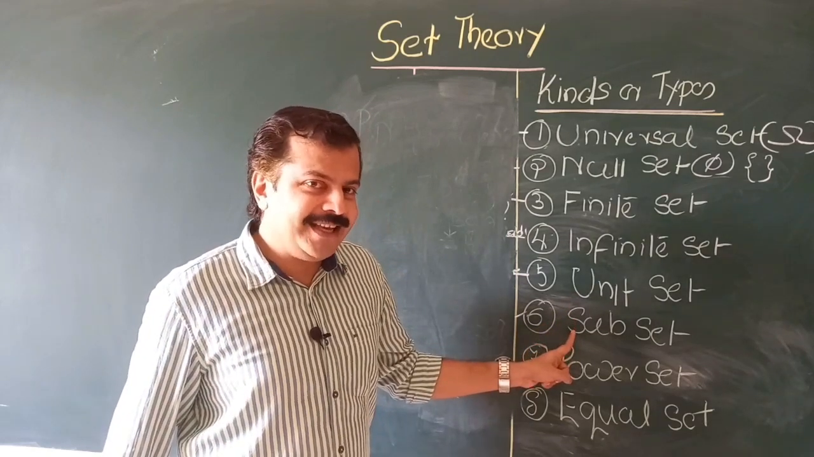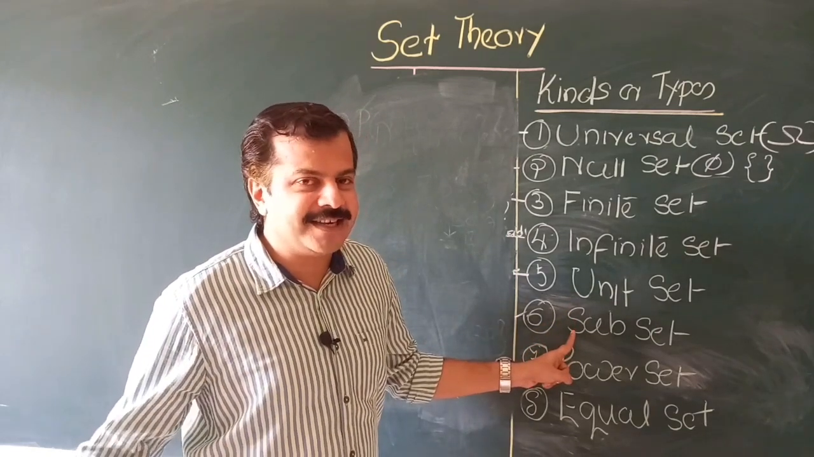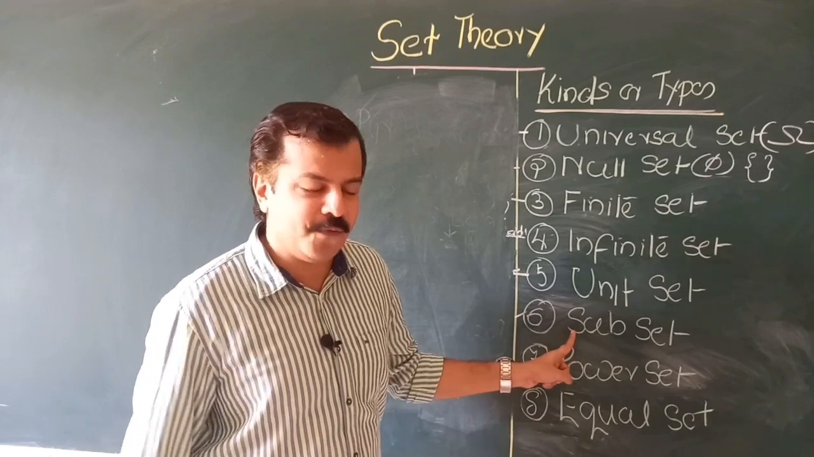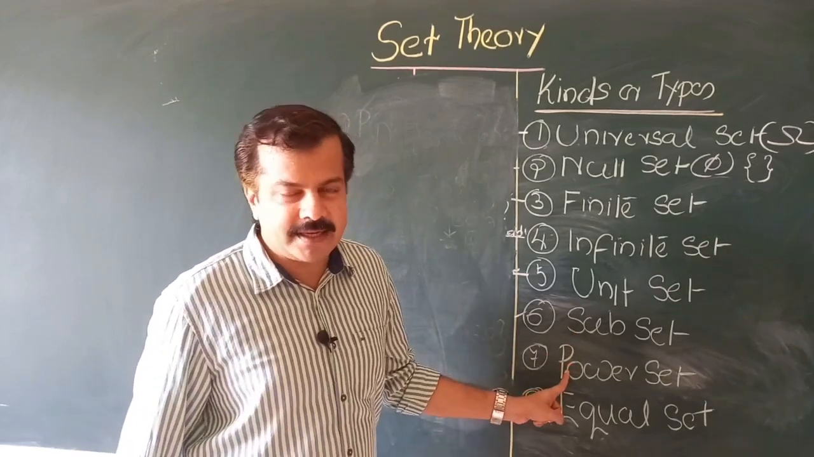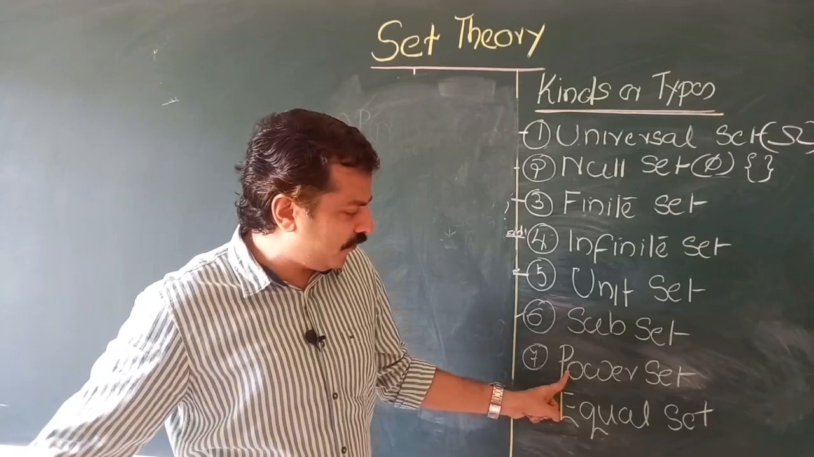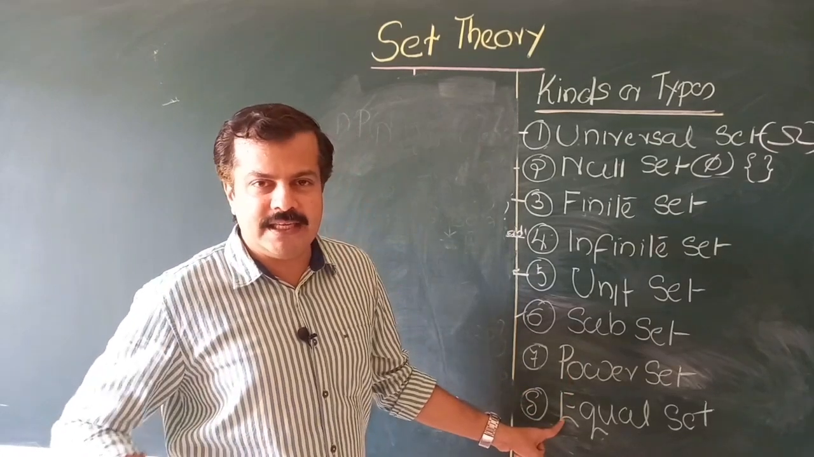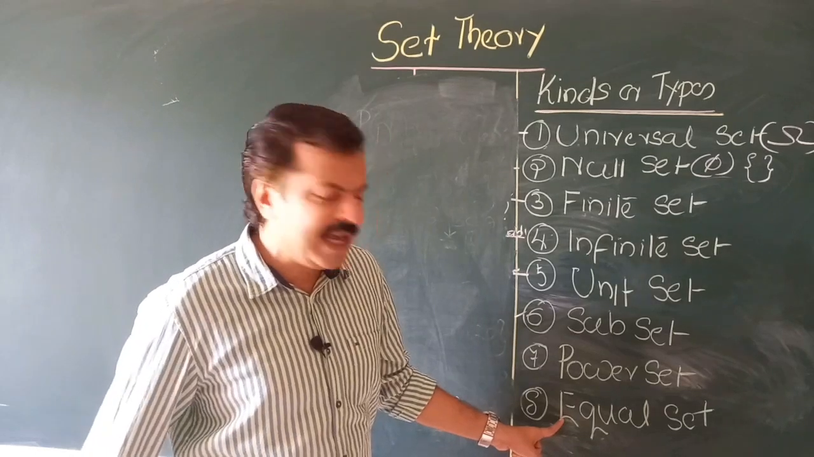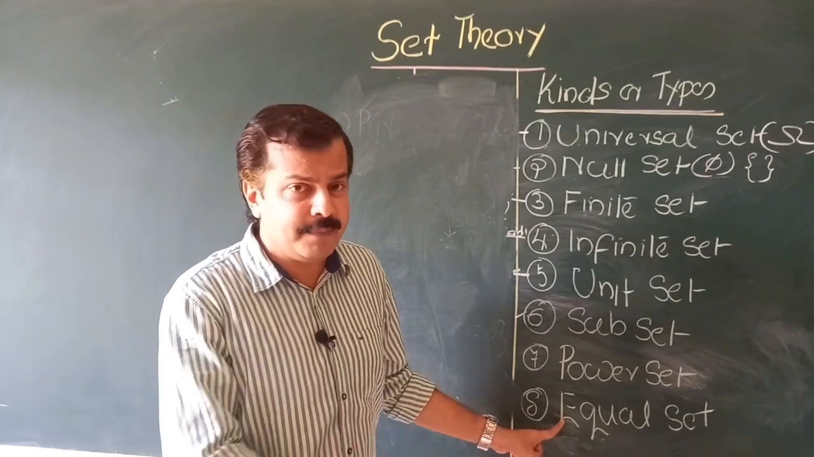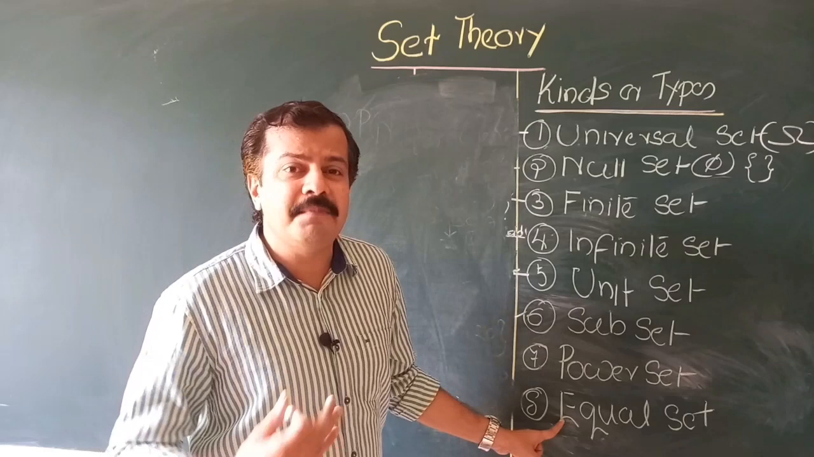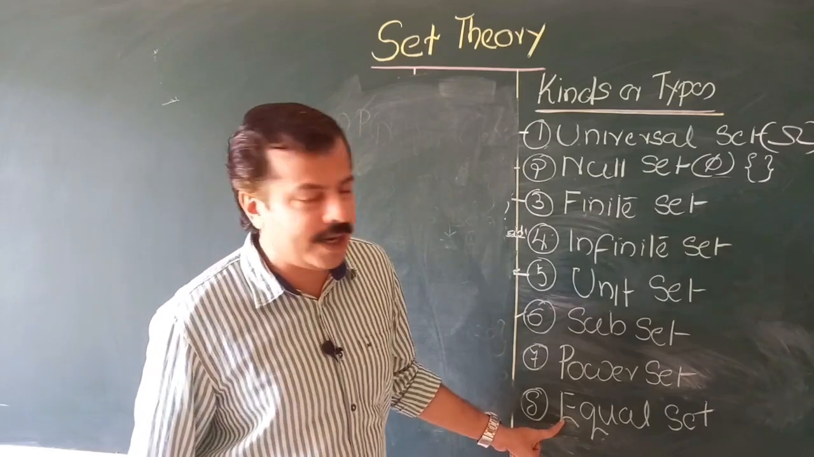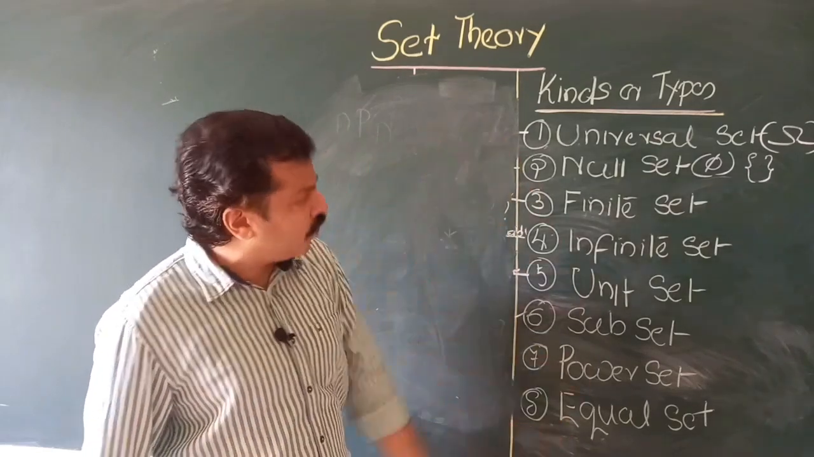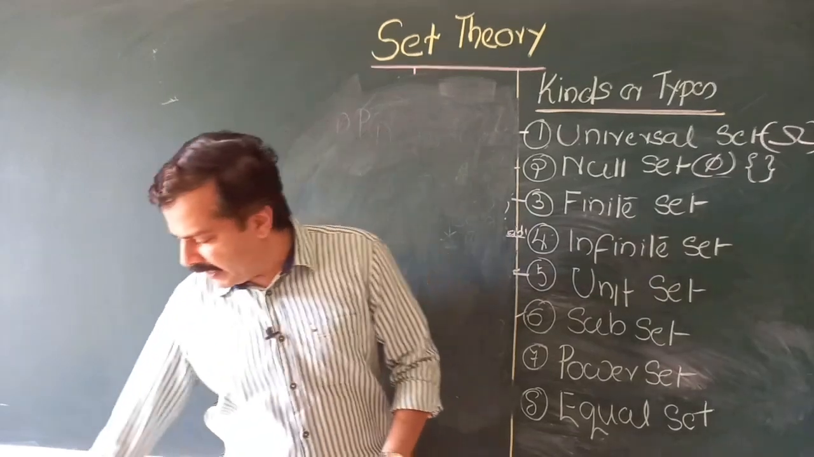A subset of A is another set B such that it consists of some or all of the elements of A. You have a power set that consists of all the subsets of a set. Equal sets are sets having exactly the same elements. Equivalent sets have exactly the same number of elements. I think most of the types or kinds have been explained here.